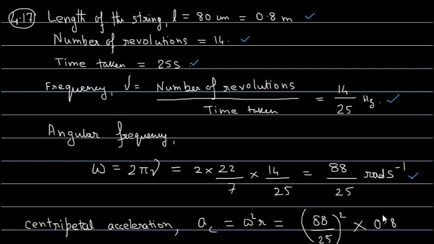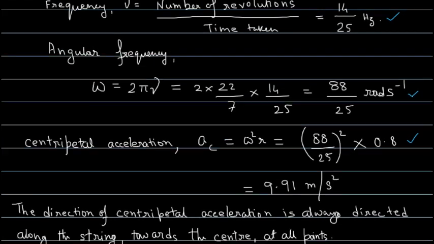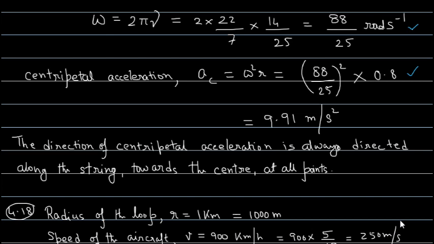Centripetal acceleration a_c is equal to omega square r, which is equal to (88 upon 25) whole square into 0.8. So on solving we get 9.91 meter per second square. So the direction of the centripetal acceleration will always be directed along the string towards the center at all the points.